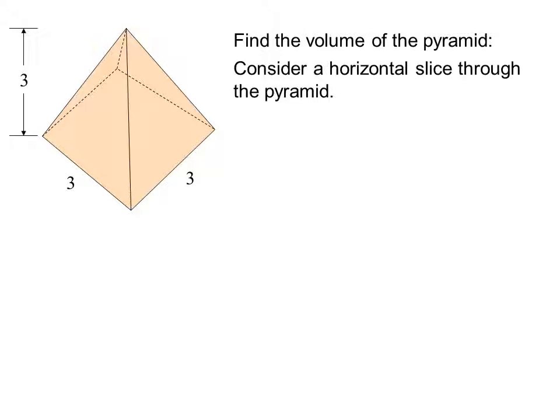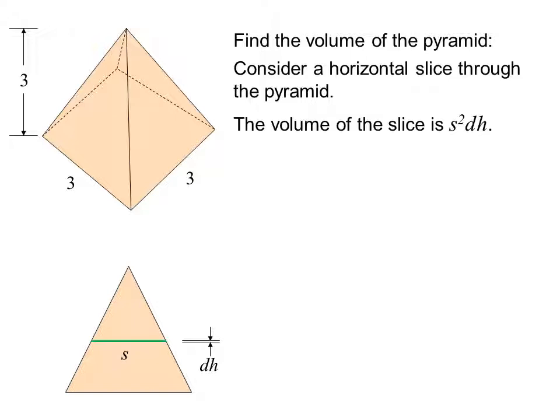Consider a horizontal slice through the pyramid. The shape of that slice would be a square, so the volume of the slice would be s squared dh. dh is a very small change in the height. And because the slice is so thin, we can ignore the bevel on the edge.